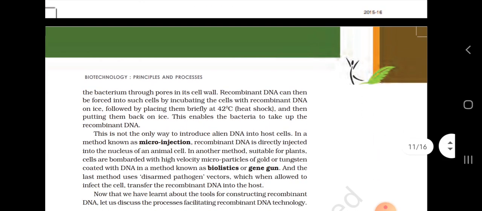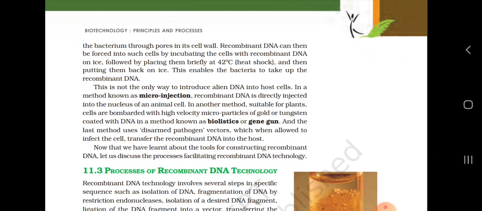Now the physical methods of insertion. The first one is the micro-injection method, where the recombinant DNA is directly injected into the nucleus of an animal cell. The second is the biolistics or gene gun method, where the cells are bombarded with high velocity microparticles of gold or tungsten coated with DNA in plants. The other method is that disarmed pathogen vectors are also used to transfer the recombinant DNA.